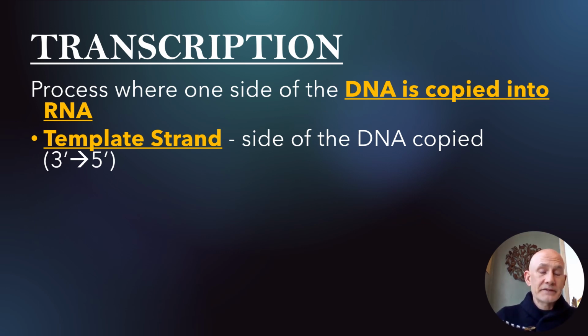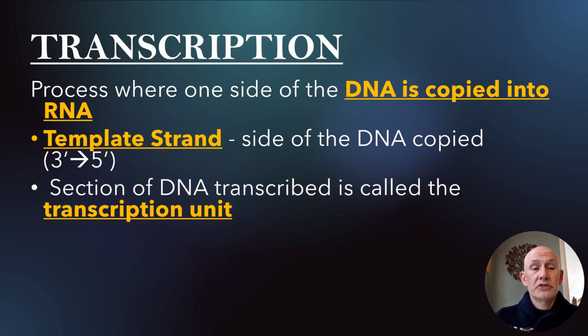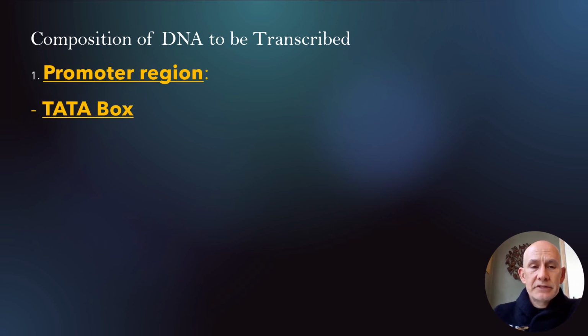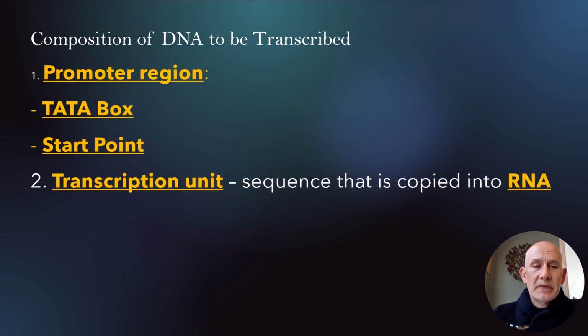What tells the cell where to start are what are called promoter regions before the DNA, which is called the transcription unit. The part that's being copied into RNA is the transcription unit. Preceding that is a promoter region. The DNA that is going to be copied into RNA has several different regions. It has the promoter region, which is made up of two things, the TATA box and the start point. This is the region right before the transcription unit. The transcription unit is the part that is actually copied into RNA.